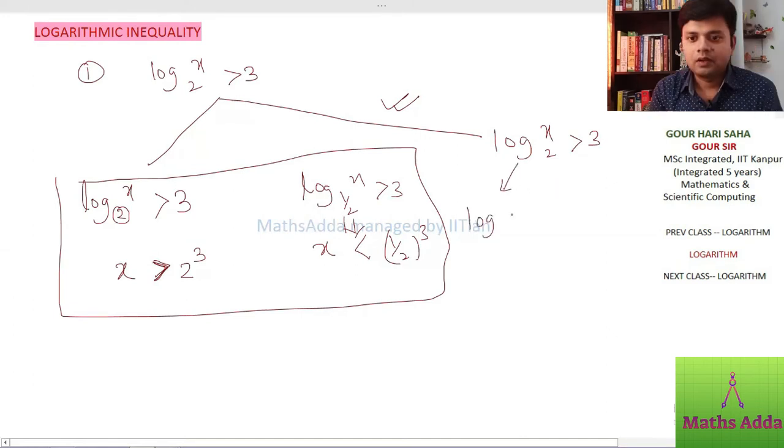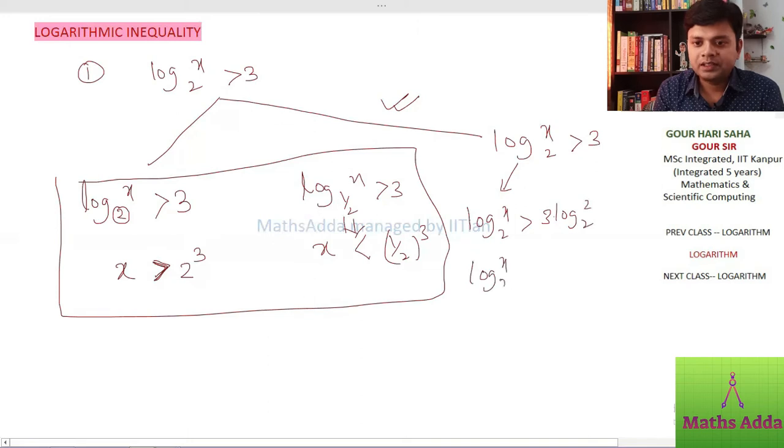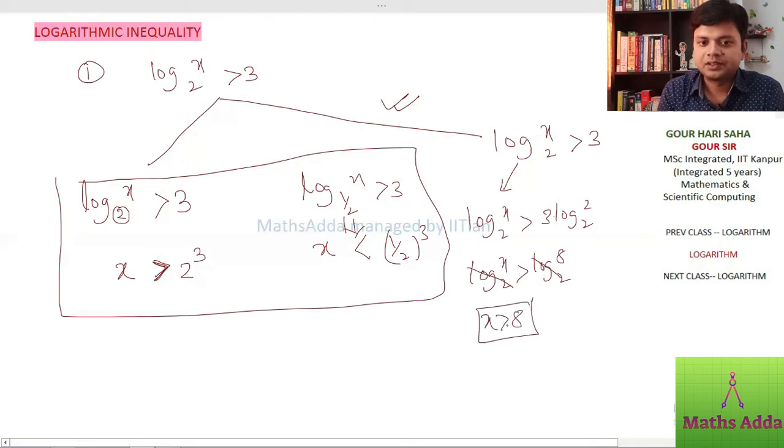Log of x base 2 greater than 3 times log of 2 base 2, which is 1. Now both sides have the same base, so I can apply that formula. Log of x base 2 greater than log of 8 base 2. Since both sides are log terms, now remove the log. Think like that: x is greater than 8. That's your answer.